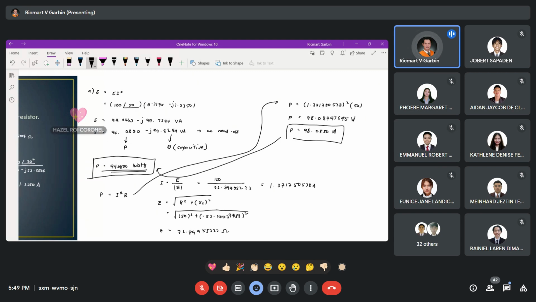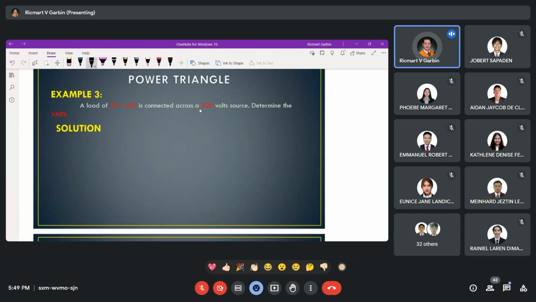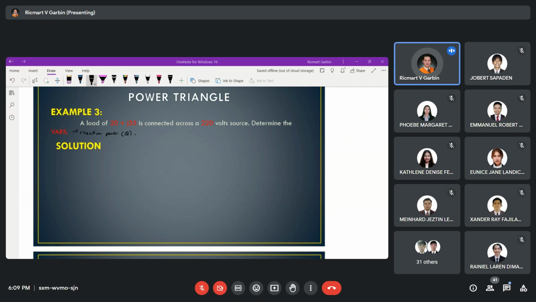Okay. So, try nyo nga itong isang example. A load of 20 plus J35 is connected across a 220 volt source. Determine the reactive power. Reactive power ang tinatanong, reactive power or Q. Try nyo nga. Ano yung 938.4615? So, 1032.3077. Sige, tingnan natin. How about the others?